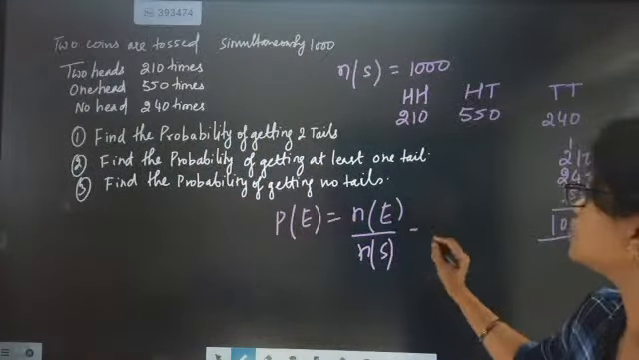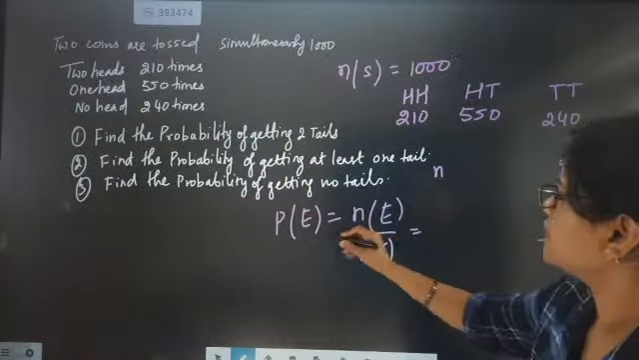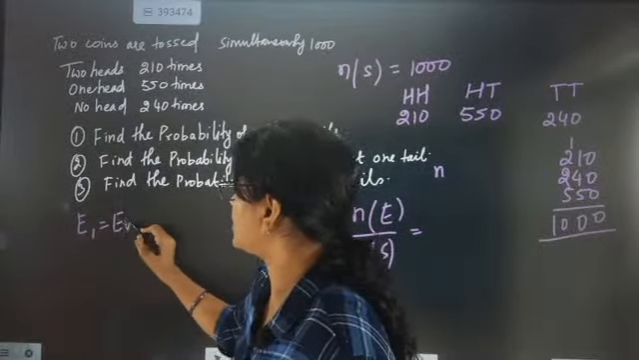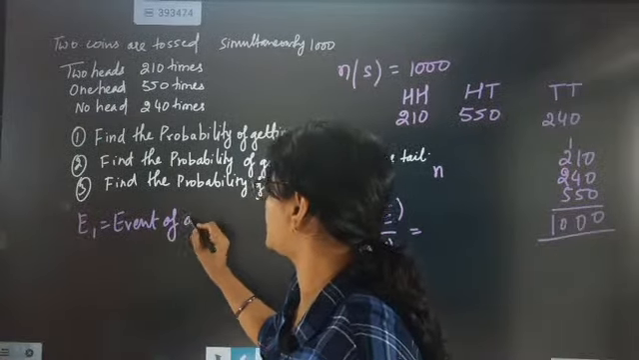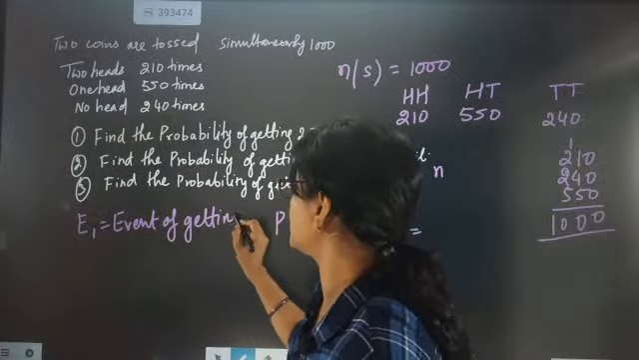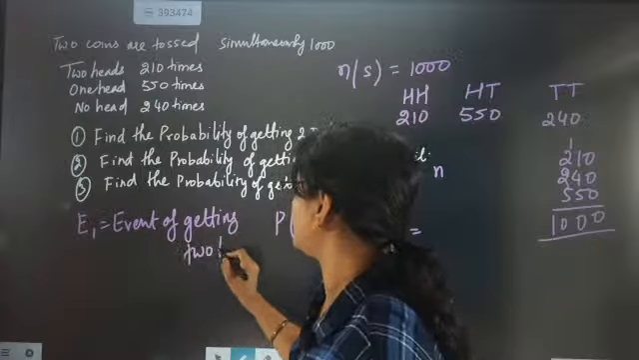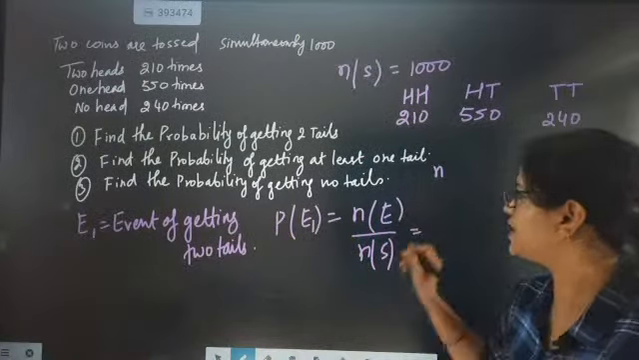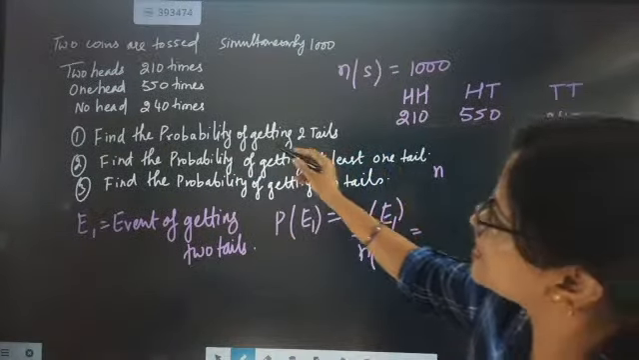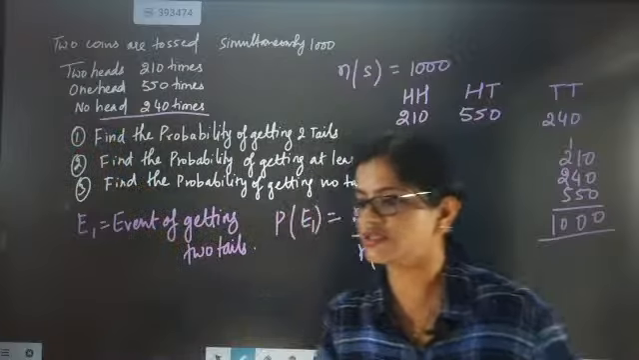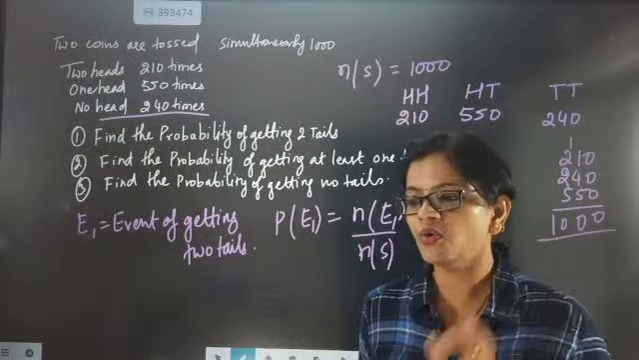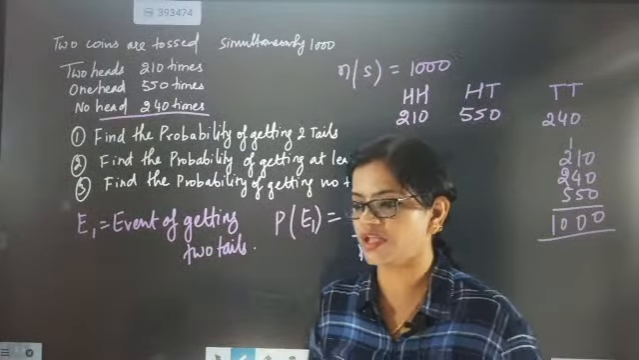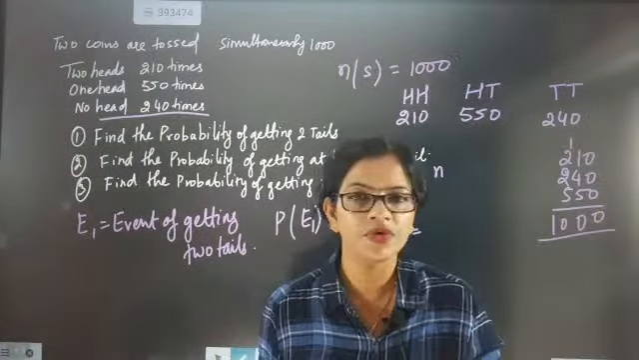Getting 2 tails. So how many times is the event coming? E1 is the event of getting 2 tails. How many times are 2 tails coming? See, no head means 2 tails. You have to remember one thing: no head means 2 tails. Probability of getting no head means 2 tails.